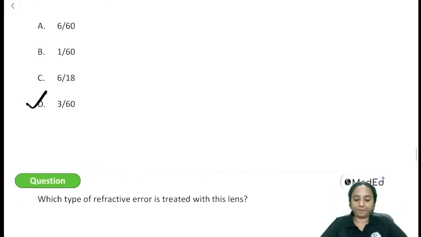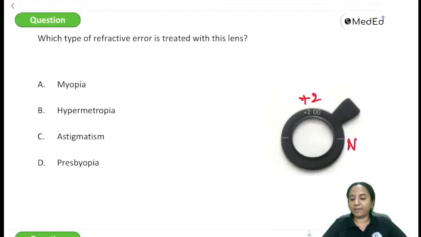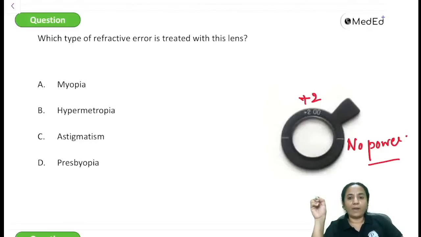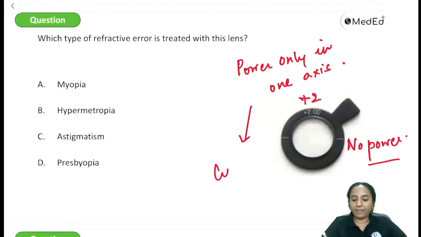Okay, next one. Which type of refractive error is treated with this lens? Now which lens is this? In this lens, what do you see? You see that there is +2 written in one axis, and in the other axis there is only a line, so in this axis there is no power. Right? So this lens has power only in one axis. So this is what kind of lens? It is a cylindrical lens, correct?